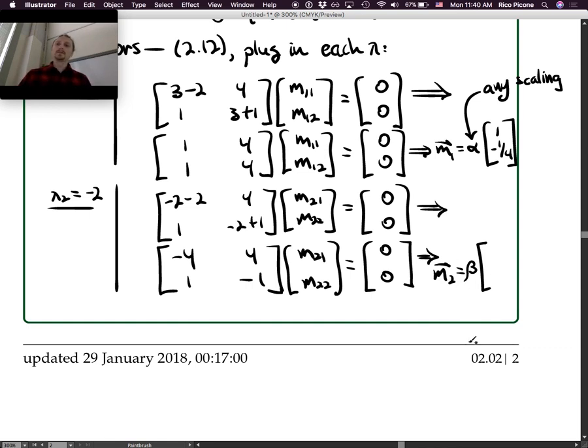Okay, m2 is beta times some. So we have to choose an m2 and m1. If you chose m1 to be 1, like we did before, then we would have negative 4 times 1 plus 4 times something has to equal 0. What do you guys think? It worked.